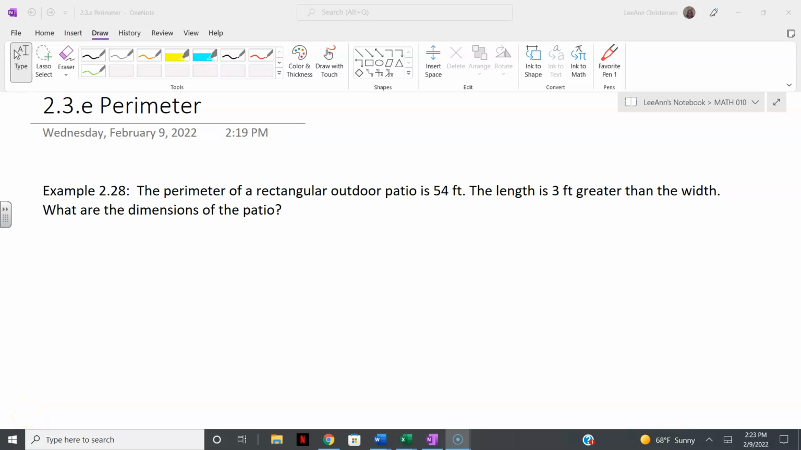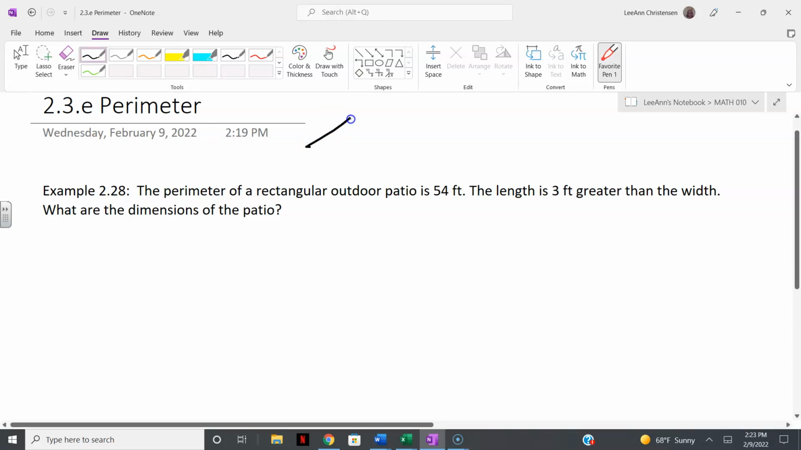Okay, so this is a perimeter problem, and perimeter has to do with a geometrical shape. You could have a triangle, and then the perimeter would be the distance around that triangle, like you're putting a fence around the triangle. Now this is going to be a rectangle, so I would right away draw a rectangle if I were doing this problem, which I'm going to do.